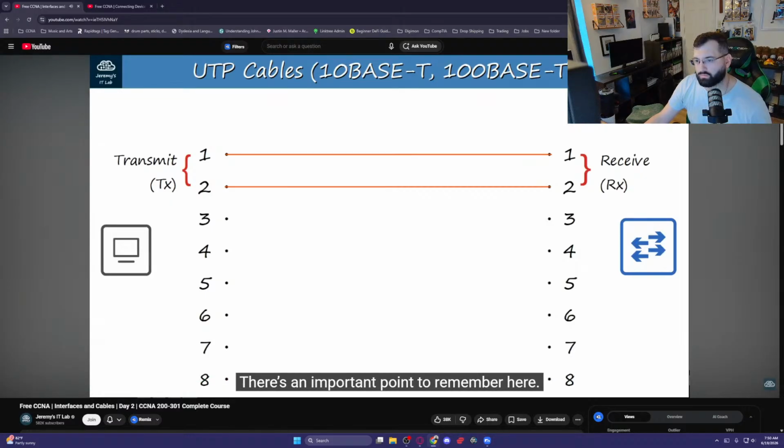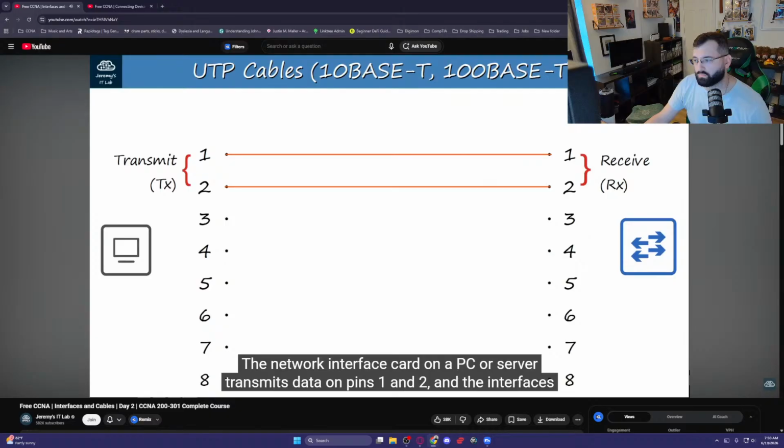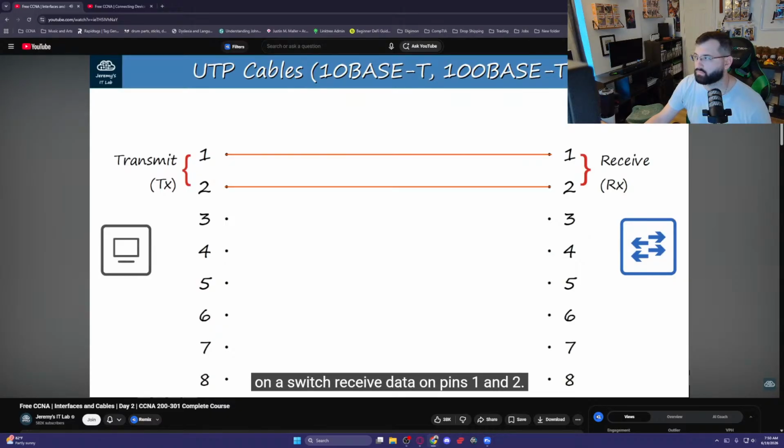There's an important point to remember here. The network interface card on a PC or server transmits data on pins 1 and 2, and the interfaces on a switch receive data on pins 1 and 2.